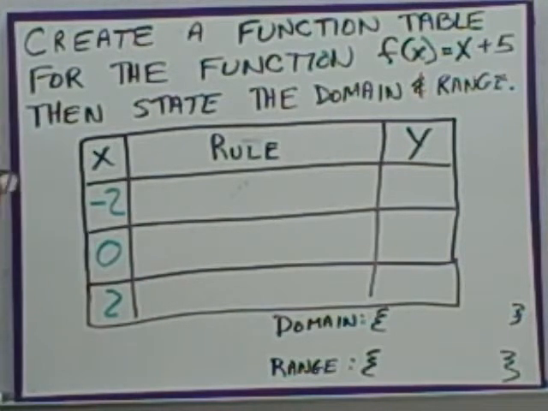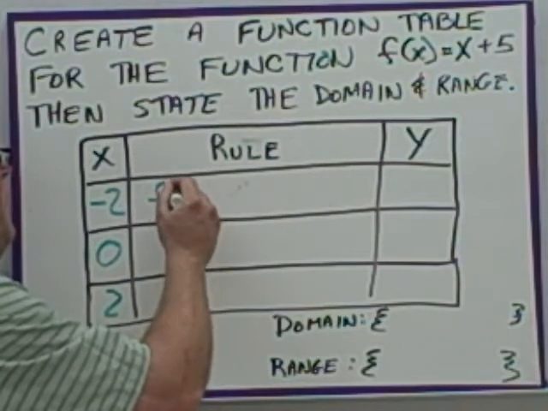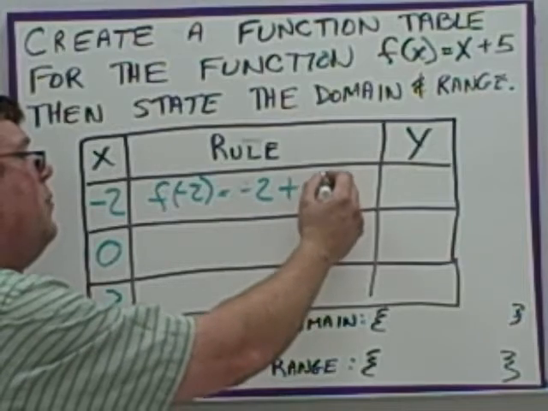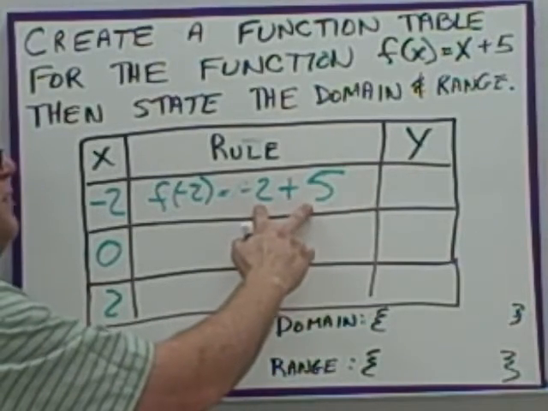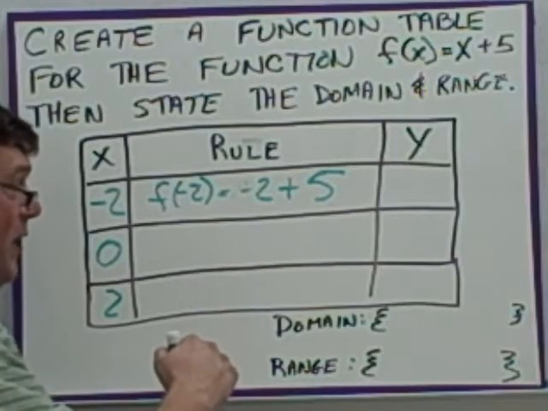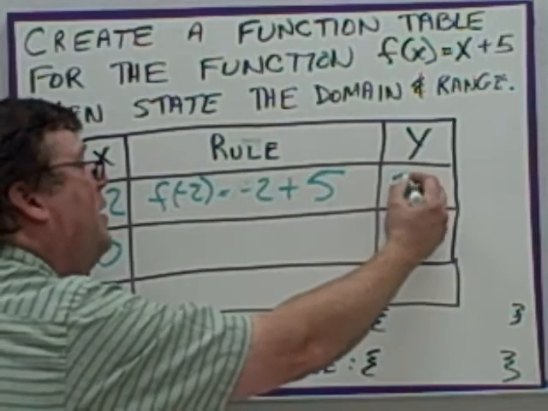After you've chosen your numbers, you plug them in. F of negative 2 is equal to negative 2 plus 5. Opposite signs, larger minus the smaller, gives me 5 minus 2, which is 3. Sign of the larger, it's a positive 3.